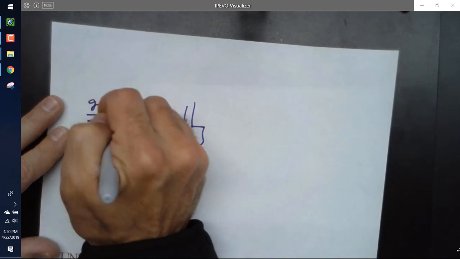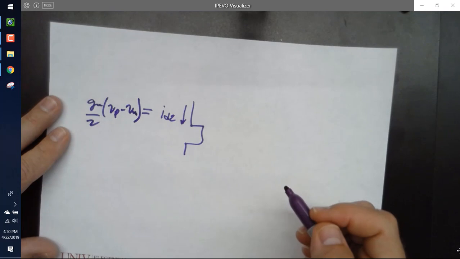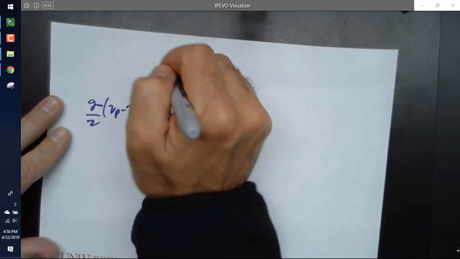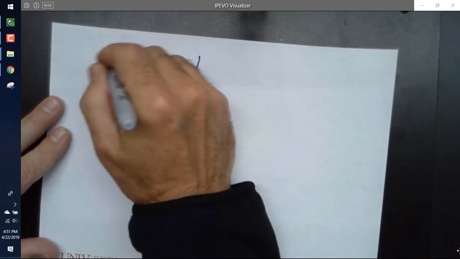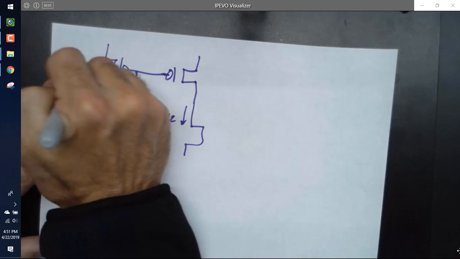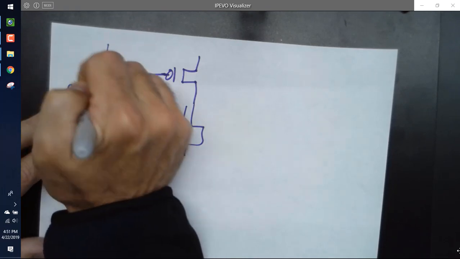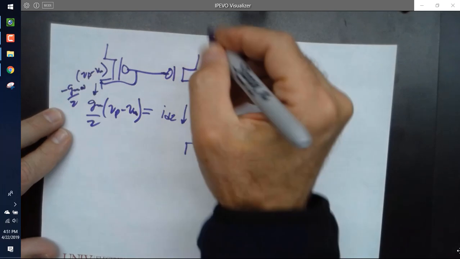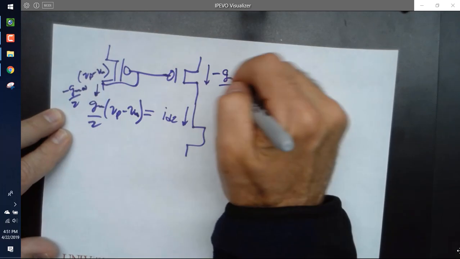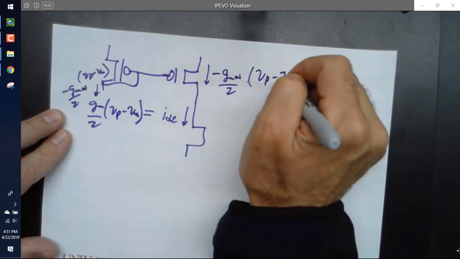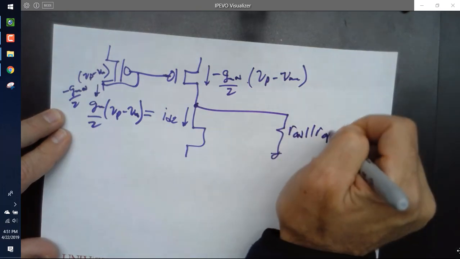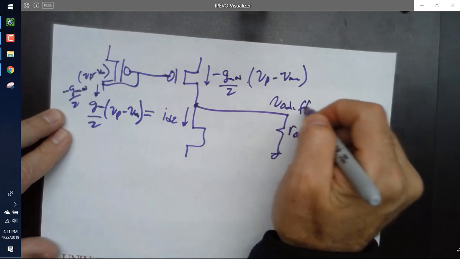It's gm/2 times (VP minus VM). Does anybody agree with that? All right, and then coming up here from the current mirror action, the current that flows down there is minus gm/2 times (VP minus VM), and that means the current flowing down there is minus gmN/2 times (VP minus VM), and that's flowing into a resistance of Rout N in parallel with Rout P. This is Vout of the diff amp.